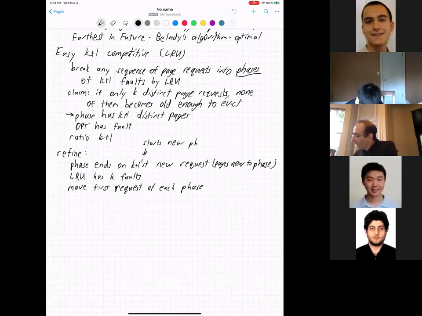So what that tells me is that within a phase, there are only k pages. And that means that none of them will get old enough to get evicted, which means that each of them will only fault once, which means that LRU will only have k faults.